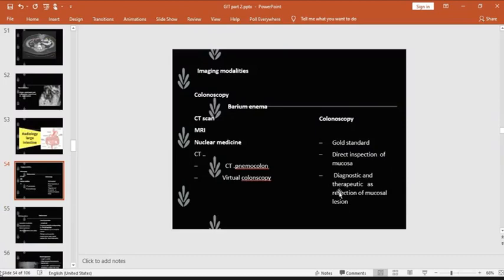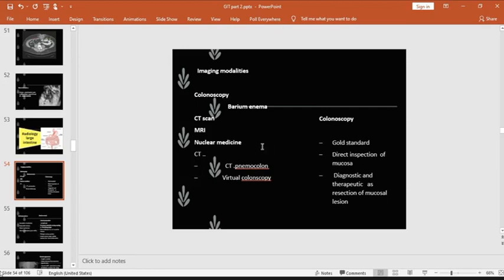Now we talk about the large bowel. The imaging modality, first of all, is colonoscopy. It is the best. It is called the gold standard: direct inspection of the mucosa, diagnostic and therapeutic. Also by this we can do resection of small mucosal lesions. A biopsy can be taken to reach a final diagnosis.